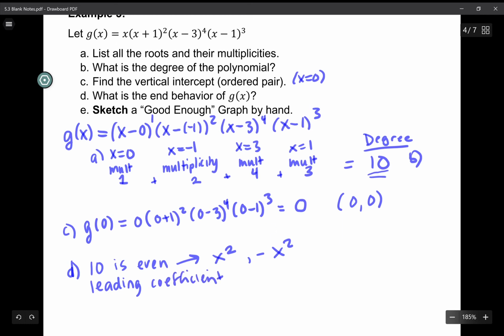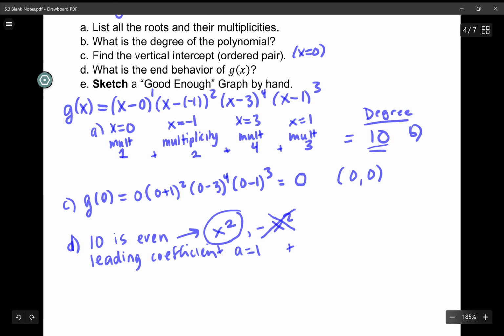Well, in this case, the leading coefficient is sitting here quietly, not saying anything. It's equal to 1 in this case. So that is a positive number. So it's going to look like x squared, right? Not minus x squared. A is positive, so this guy's end behavior is going to look like x squared.